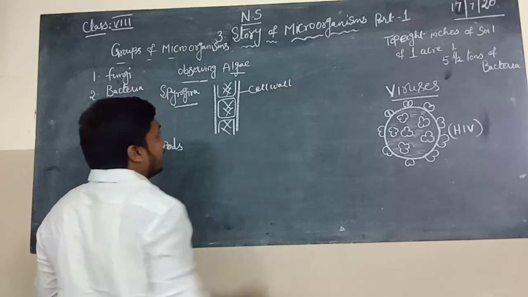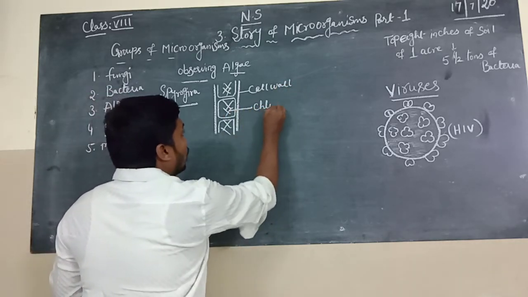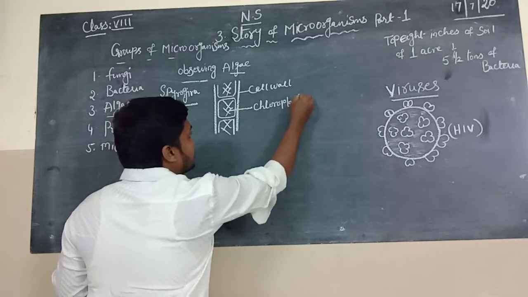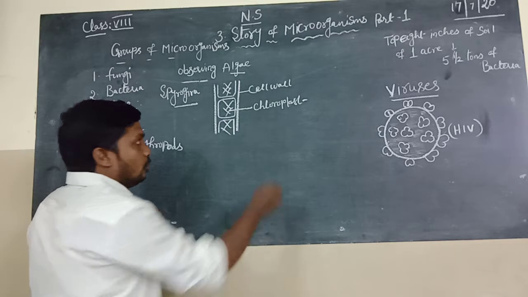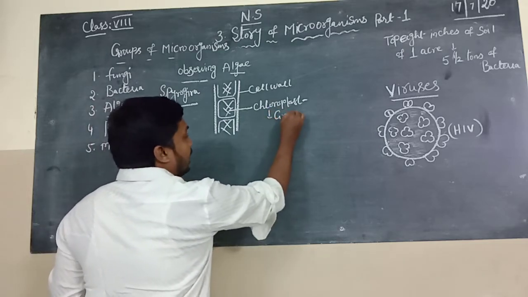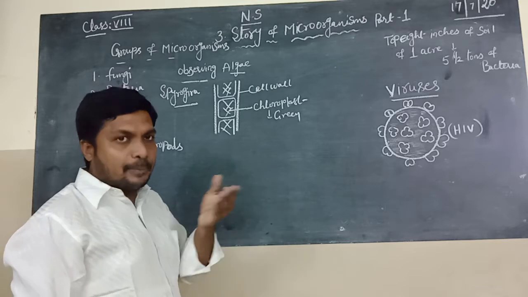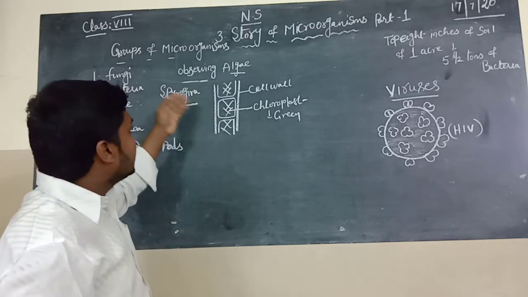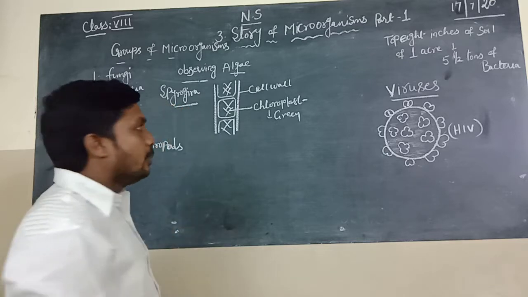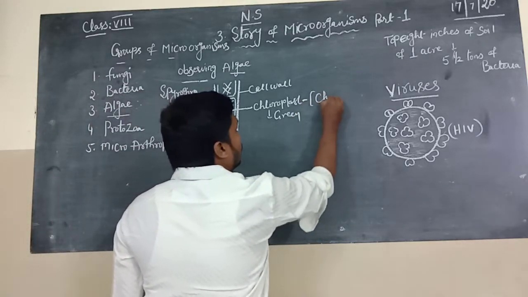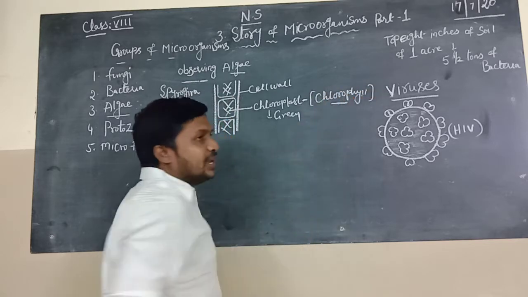Why? Because it is a plant cell, and this is the chloroplast, a ladder shaped chloroplast. They have chloroplast, no? That's why they are green in color. We can find green scrapings on pond water, no? That is due to the algae Spirogyra. They are green in color due to the presence of a pigment known as chlorophyll.